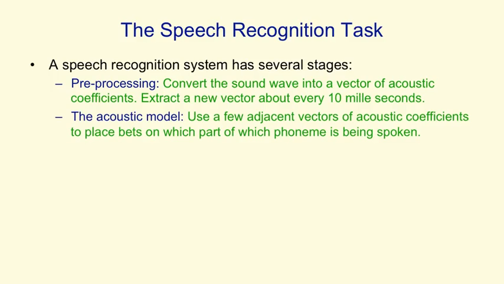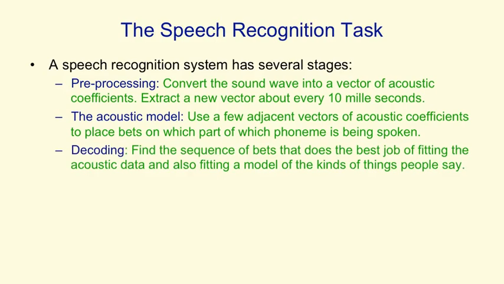So they look at this little window, and they say, in the middle of this window, what do I think the phoneme is and which part of the phoneme is it? And a good speech recognition system will have many alternative models for a phoneme, and each model might have 3 different parts. So it might have many thousands of alternative fragments that it thinks this might be, and you have to place bets on all those thousands of alternatives. And then once you place those bets, you have a decoding stage that does the best job it can of using plausible bets, piecing them together into a sequence of bets that corresponds to the kinds of things that people say.